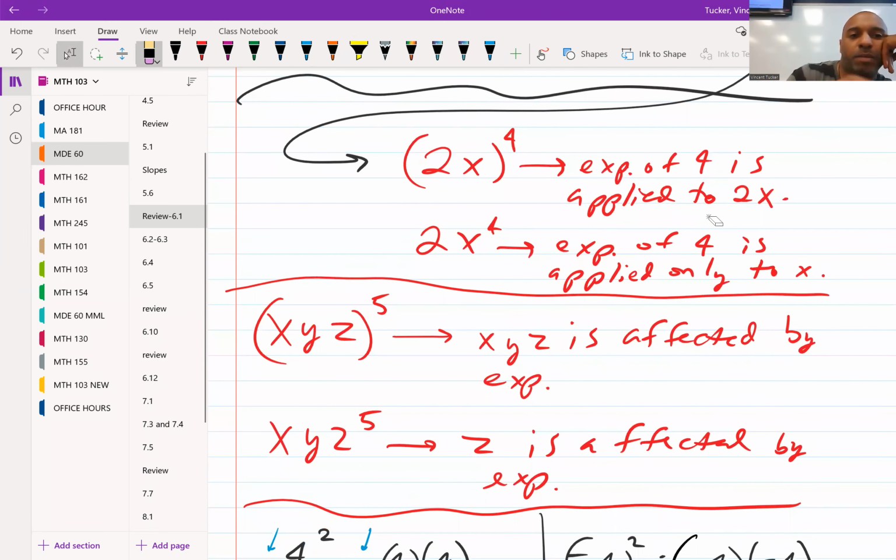All right, just another example of what we just finished referencing. If I have x times y times z in parentheses, that 5 is going to touch each one of those letters. But if I had x, y, and z with no parentheses raised to the 5th power, only the z is affected. So what's right up against your exponent is what will be affected.